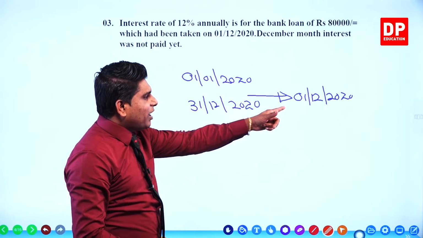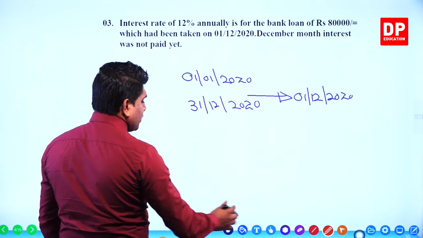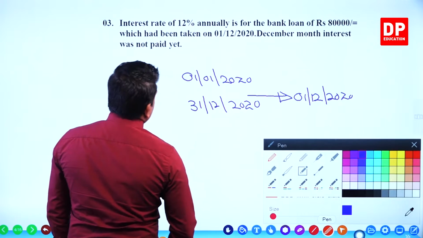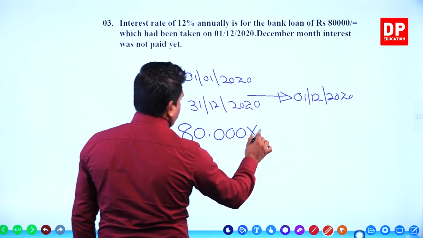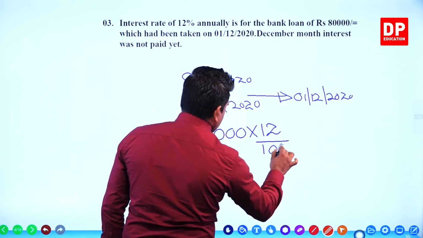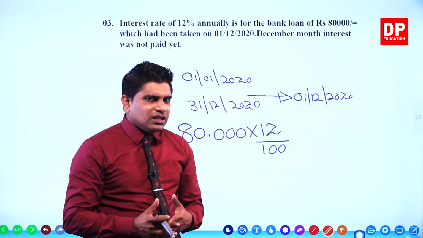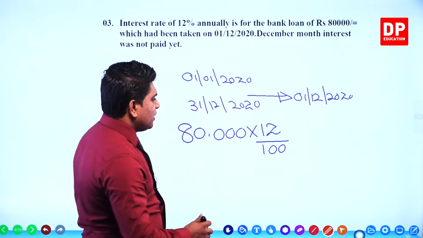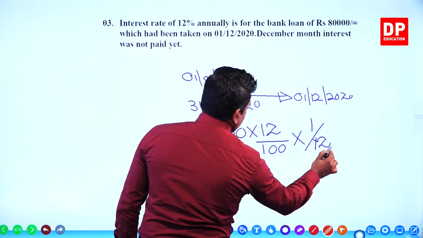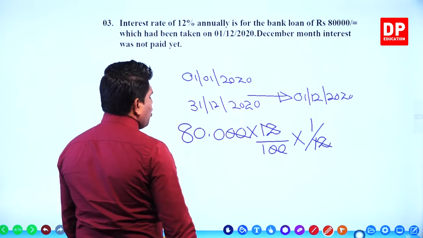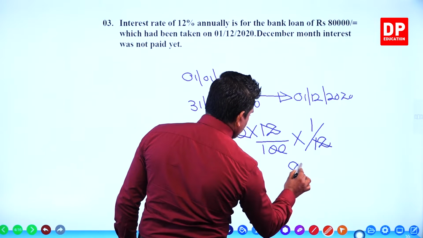Only 1 month. Why? You have taken the bank loan on 1st of December. If you had taken it on 1st of January, then you would pay for 12 months, right? Then how do we calculate it? See, like this. Bank loan amount is 80,000 into 12% interest. When you calculate 12%, you get the interest for the whole year. But the problem is here, they have obtained the bank loan on 1st of December. Then into only 1 month, 1 over 12. How much is the interest for the month of December? 800 rupees.